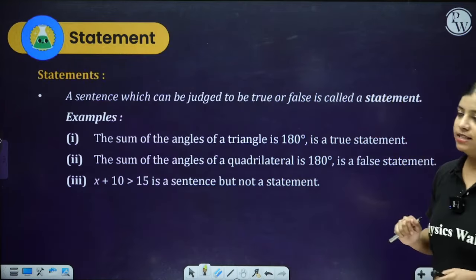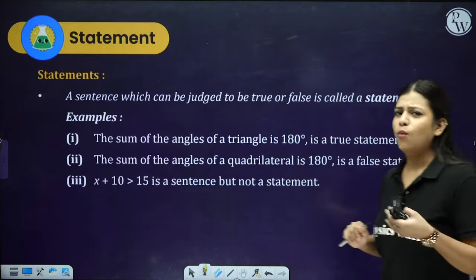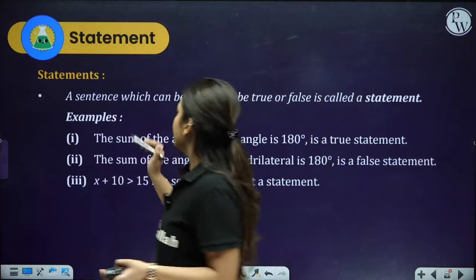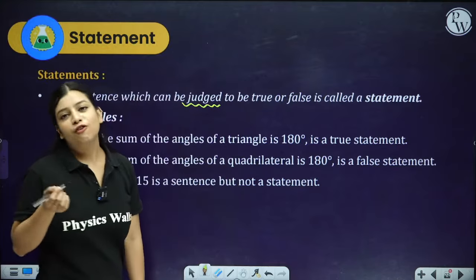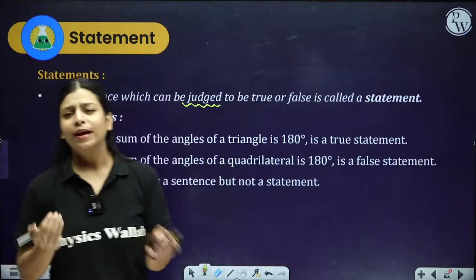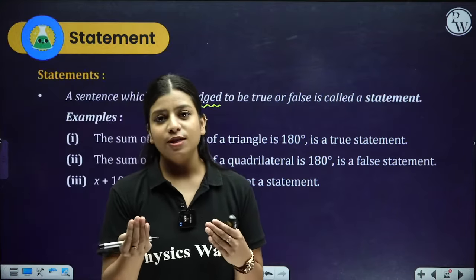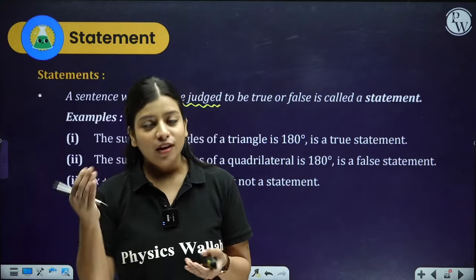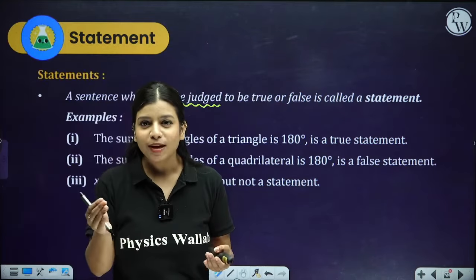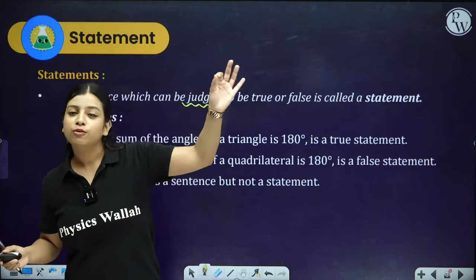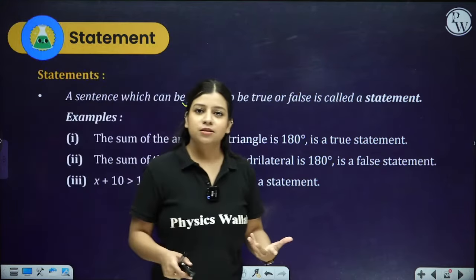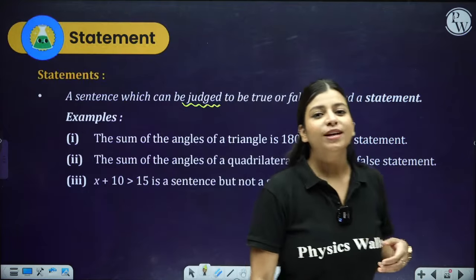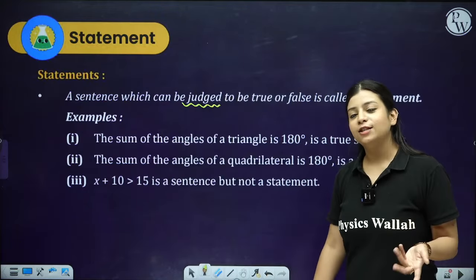Right? Now next, let's learn about statements. Now what are statements? A sentence which can be judged to be true or false is called a statement. So whichever question you get for true and false, it's a statement. Have you listened to the question, heard the question, read the question properly? Given below are a few statements, say true or false for them. So statements are something that you can judge to be true or false.